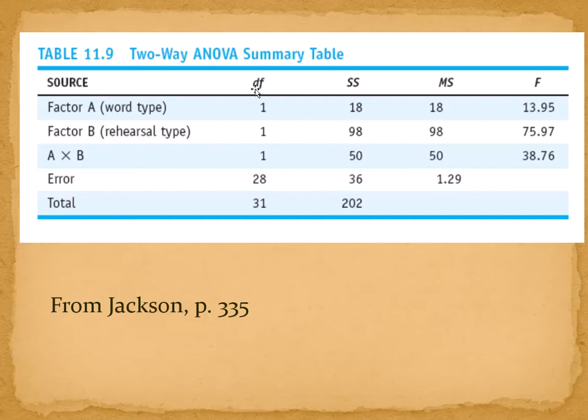Notice these add up, and then we do 18 divided by 1.29, which is 13.95, 98 divided by 1.29, 75.97, 50 divided by 1.29, 38.76. And then we take a look and figure out what our F critical is and determine whether or not there is any significance. Just like before, we would do post hoc and Tukeys, but we don't need Tukeys, remember, if we're just doing 2 groups, so there's no need for Tukeys here.